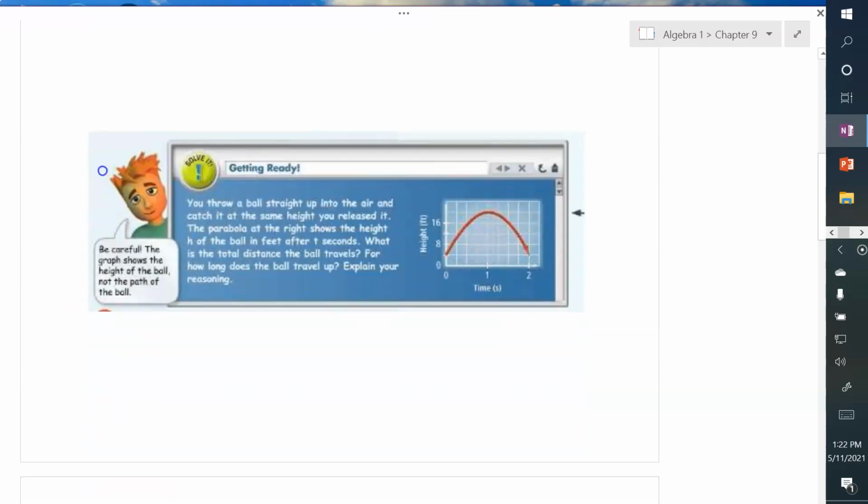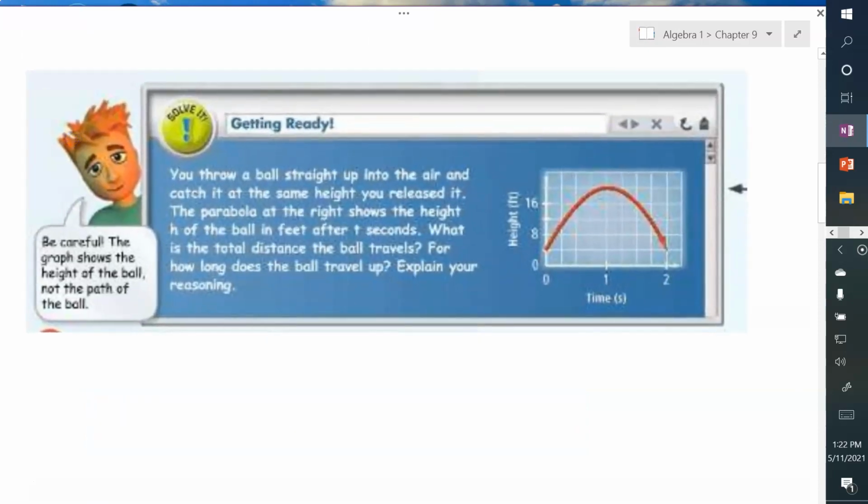Here's our first problem. You throw a ball straight up into the air and catch it at the same height that you released it. The parabola at the right shows the height h of the ball in feet after t seconds. What is the total distance the ball travels? And then, for how long does the ball travel up? And we're going to explain our reasoning.